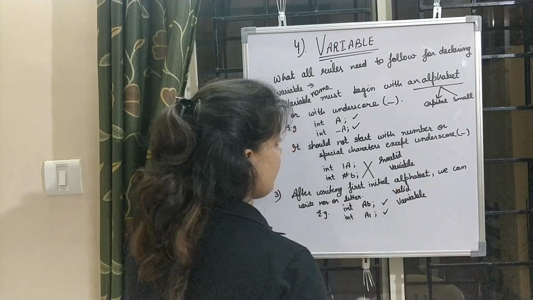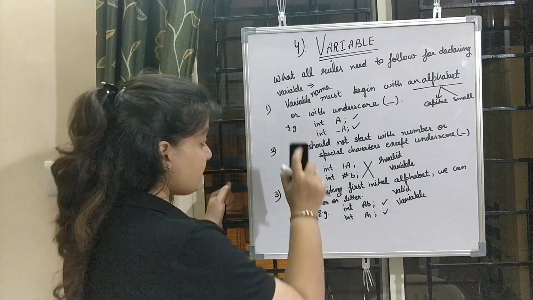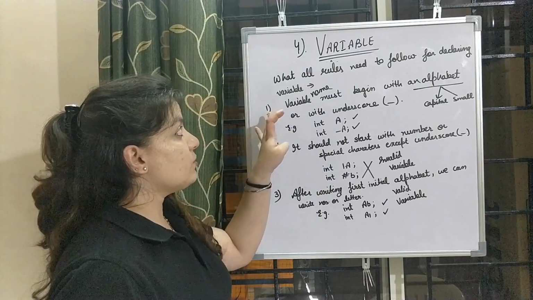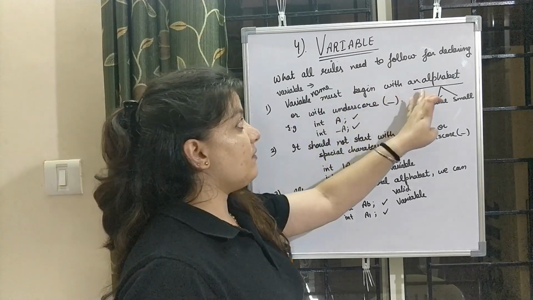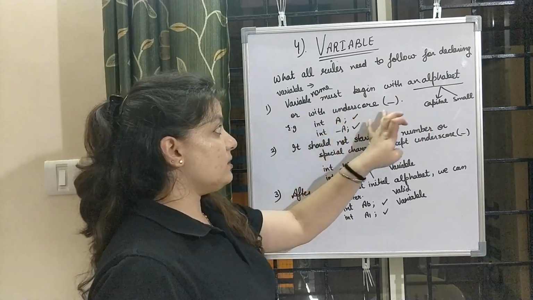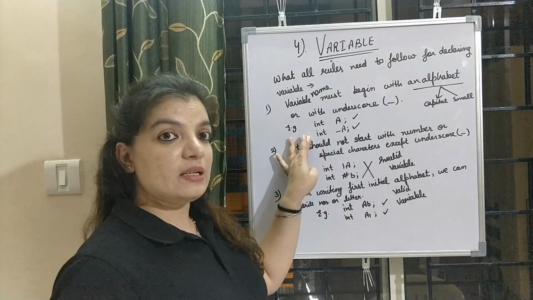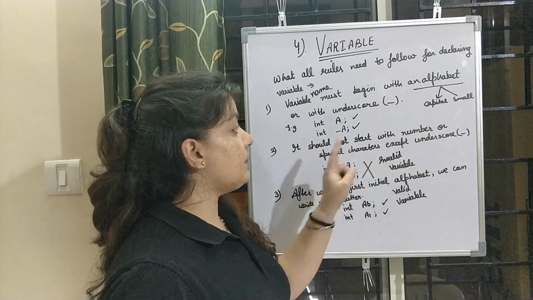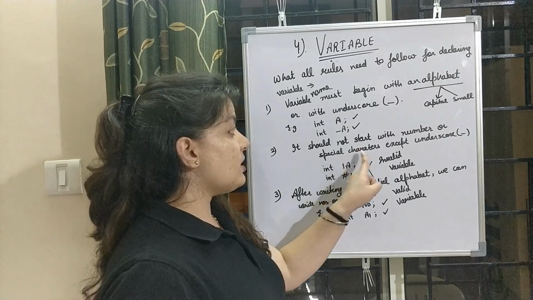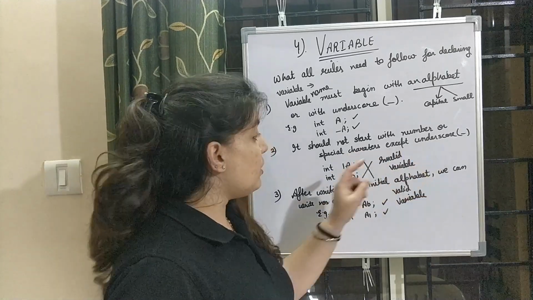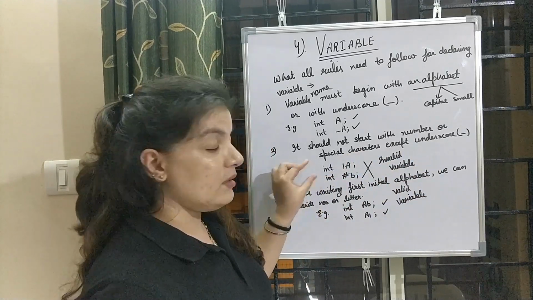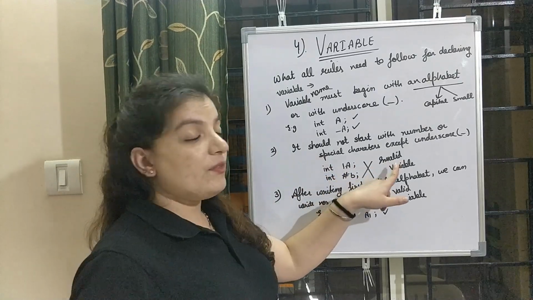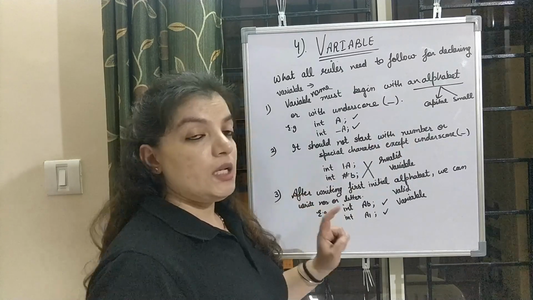Okay. Now the next rule is, did you understand these rules? What is the first rule? The variable name must begin with an alphabet or with an underscore. Now it should not start with a number or a special character except underscore. So if we declare a variable like 1a, it will be invalid. Why? Because it starts with a number.